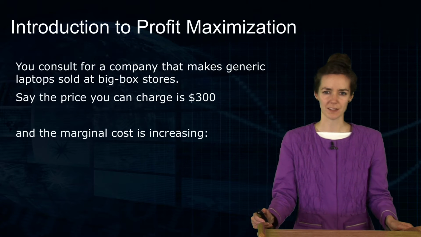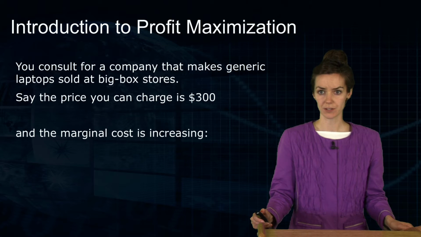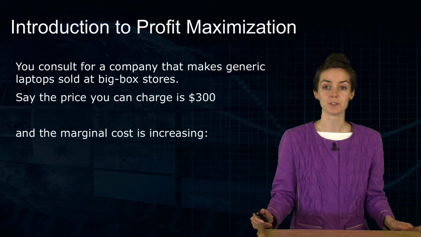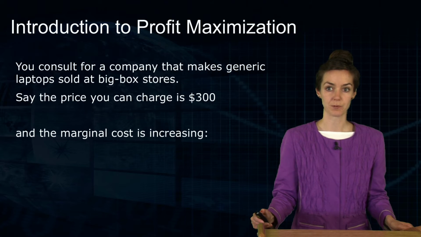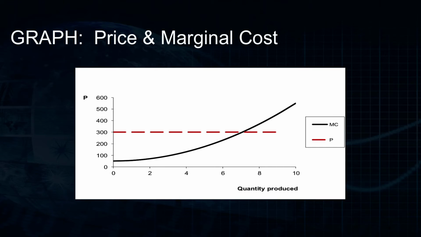Let's evaluate profit maximization through the use of an example. Let's suppose we consult for a company that makes generic laptops, and they are sold at a big box store. We'll suppose that the price charged for these laptops is $300, and we have an increasing marginal cost. Graphically, we can represent this with these two lines here. We have the horizontal price, and we have the increasing marginal cost. As quantity produced increases, the cost also increases.